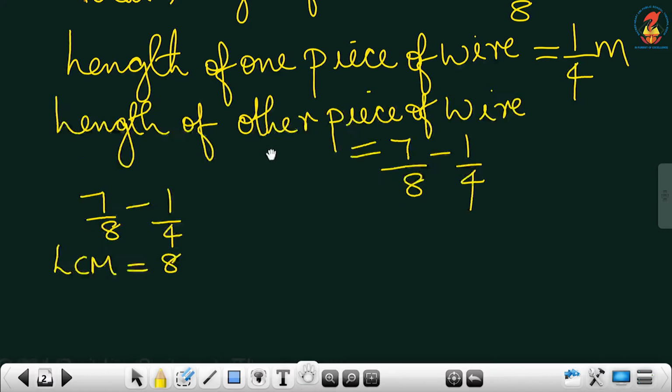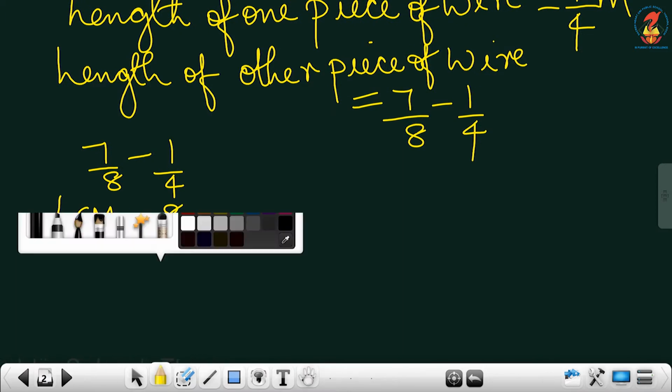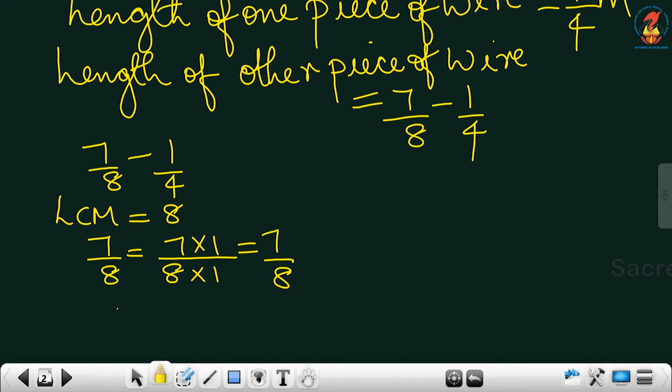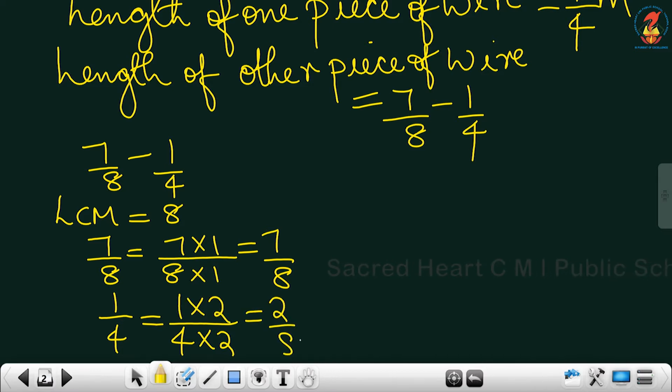Now the same way as you did the subtraction of unlike fractions. Write the first fraction 7 by 8. 8 into 1 will give the answer 8, so 7 into 1, what is the answer? 7 by 8. Take the next fraction 1 by 4. 4 into 2 will give the answer 8, so multiply 2 to the numerator also. What you will get? 2 by 8.